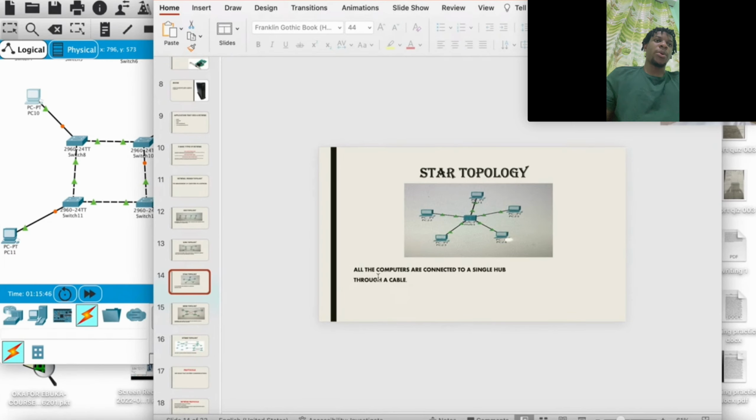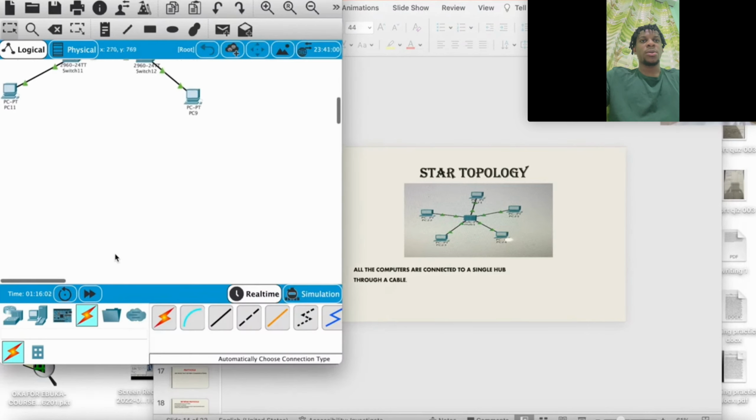Star topology. In a star topology, all the computers are connected to a single hub through a cable. That's the definition of a star topology. So, we'll make an example too of star topology.